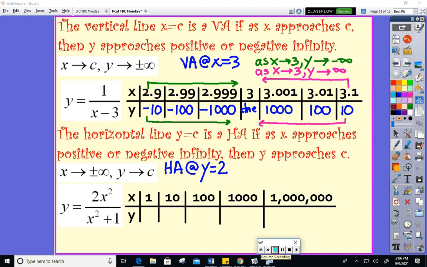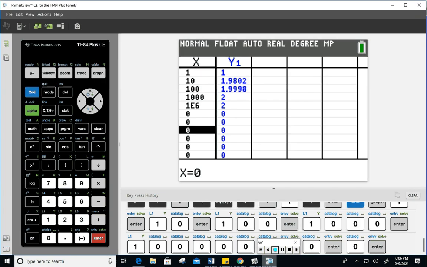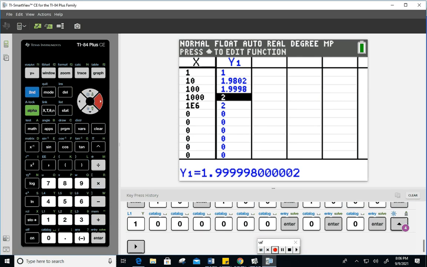So again, I've plugged in y equals 2x squared over x squared plus 1 in my calculator, and I've plugged in the x's from the t-chart. I noticed that when I plug in 1,000 and 1,000,000, which is 1 times 10 to the 6th, it's gone into scientific notation, and it looks like both my y values are 2. That is not true. I want to remind you that sometimes you have to arrow over the y-coordinate to see a more complete readout. So those are not exactly 2, but they're awfully close to it.